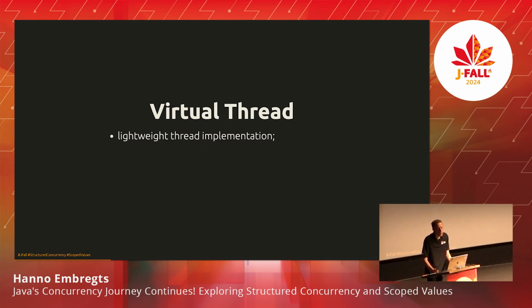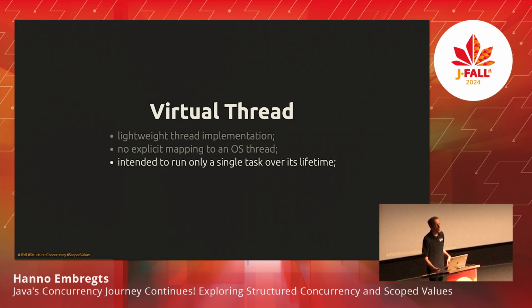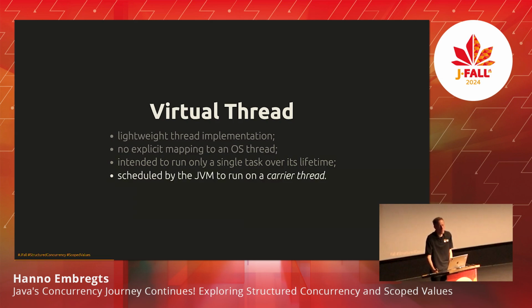So virtual thread is a lightweight thread implementation with no explicit mapping to an operating system thread. Classic threads do have that limitation. Every thread you create in Java immediately creates a thread in the operating system. This is not the case with virtual threads. And because this mapping is not there, it is also very lightweight in terms of memory usage, which also means that you can just create them and dispose of them at will, right? So it's very cheap to create them, cheap to dispose of them, and this is a big difference with classic threads. And they are scheduled by the JVM to run on a carrier thread.